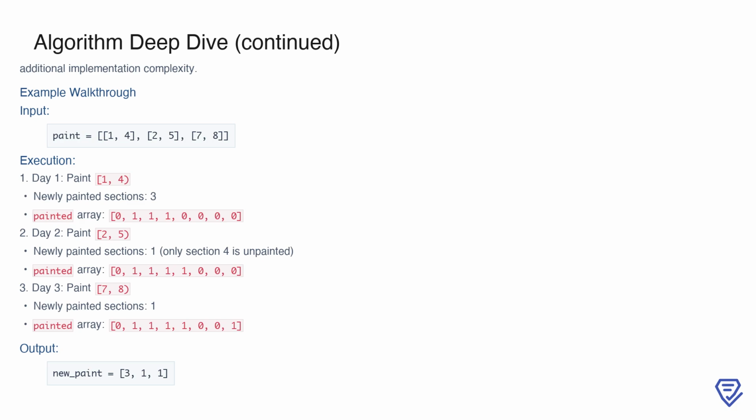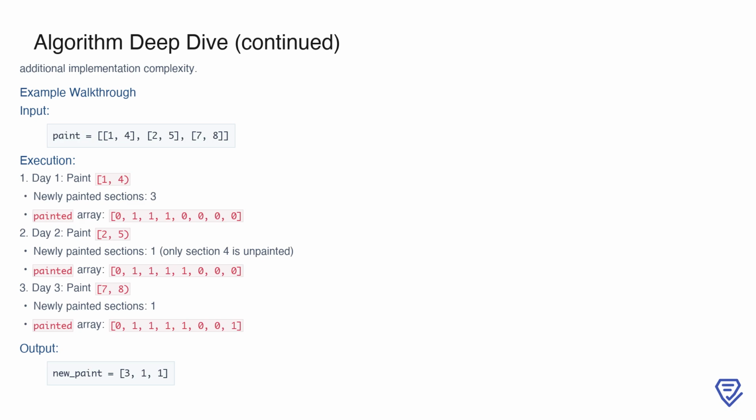Of these sections, only section 4 is unpainted, so the newly painted area is 1. The painted array updates to 0, 1, 1, 1, 1, 0, 0, 0. Finally, on day 3, we handle the interval 7, 8. Since section 7 is unpainted, the newly painted area is 1, and the painted array becomes 0, 1, 1, 1, 1, 0, 0, 1. The resulting new_paint list is 3, 1, 1, which represents the amount of new area painted on each day.